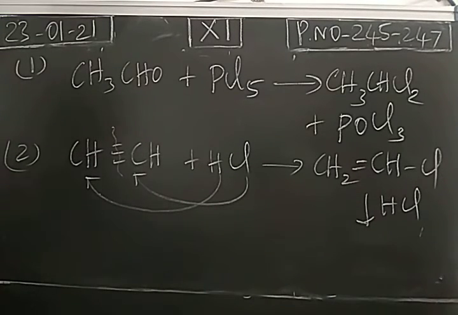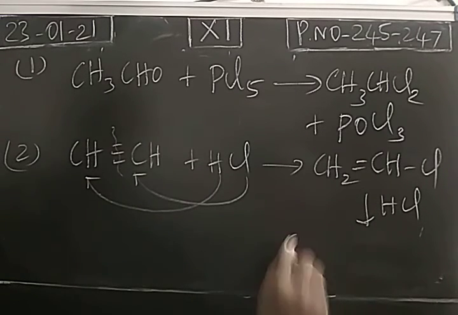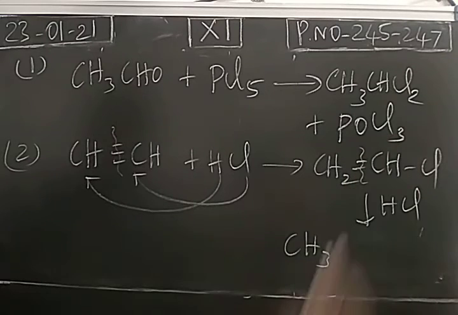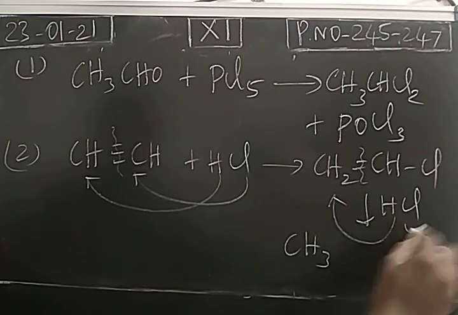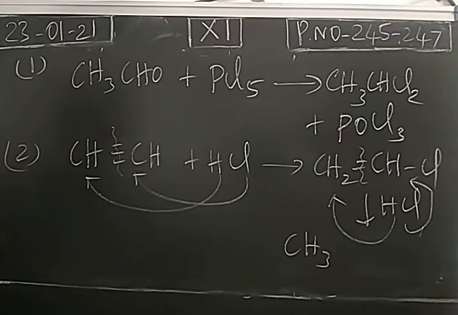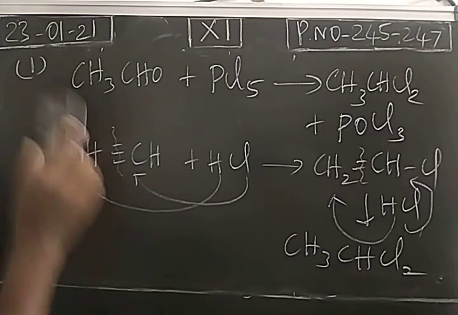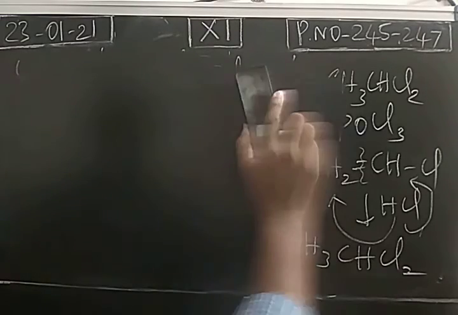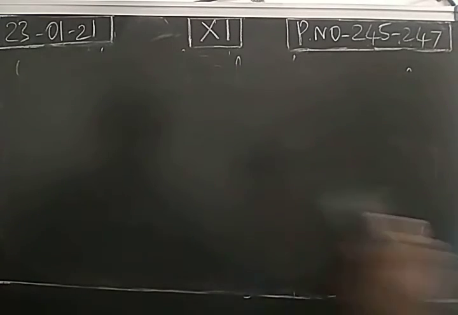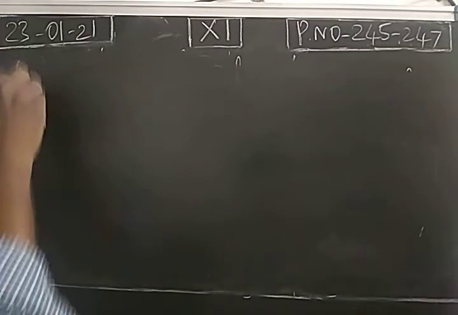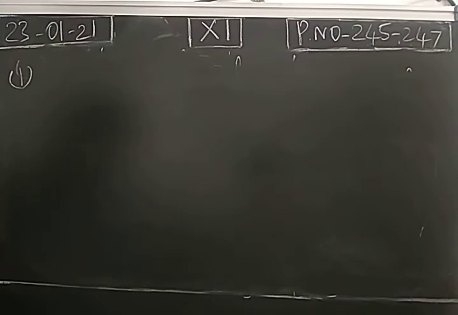Further addition reaction proceeds by adding hydrogen chloride. The double bond will be broken. So by addition reaction we will get gem dihalide, ethylidene chloride or ethylidene dichloride. IUPAC name, 1,1-dichloroethane. So these two are the preparation methods for preparing gem dihalide. Example, ethylidene dichloride.